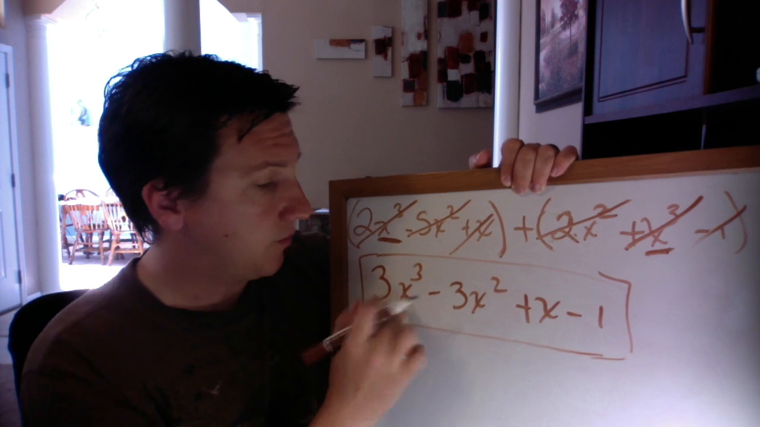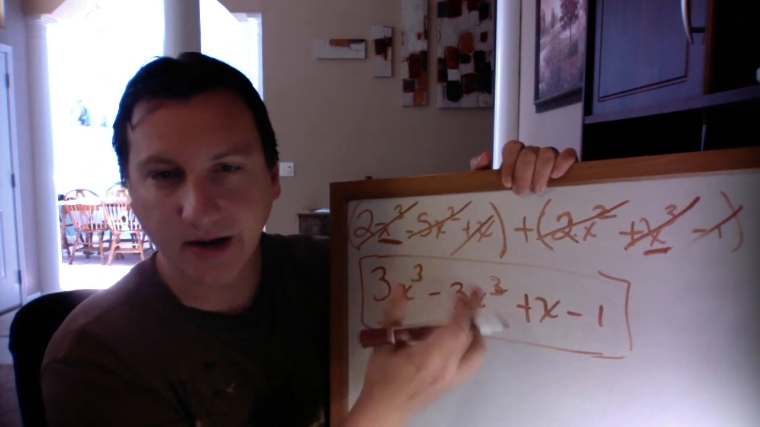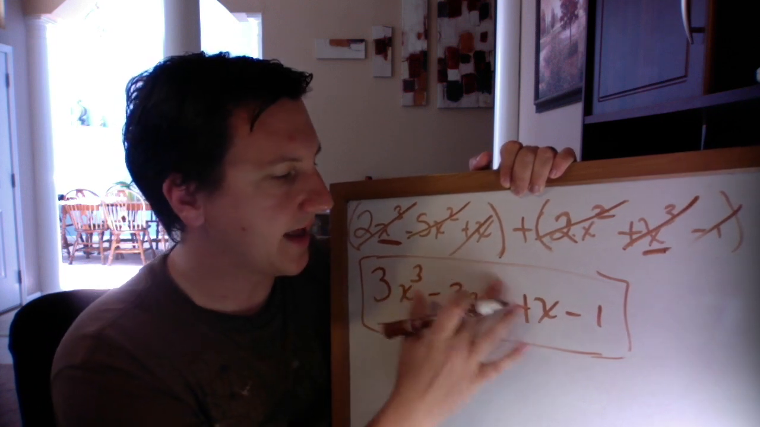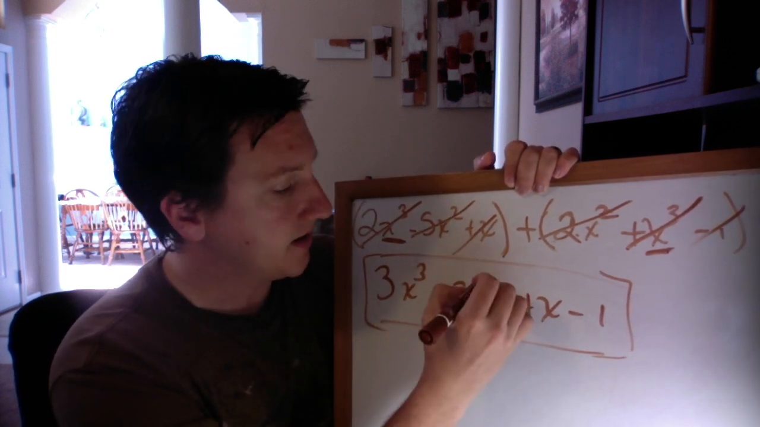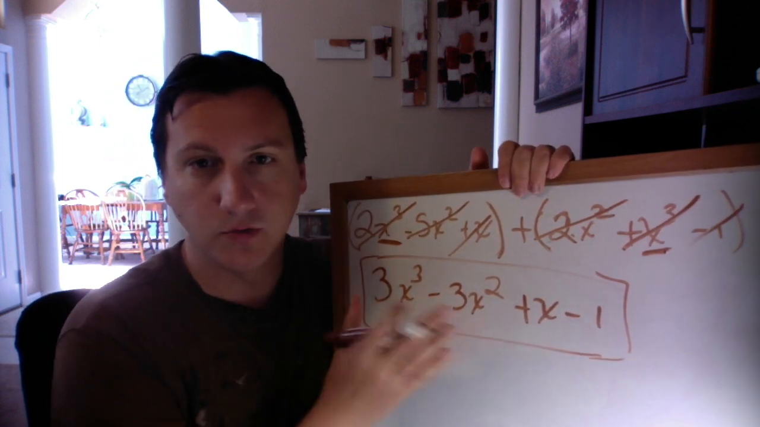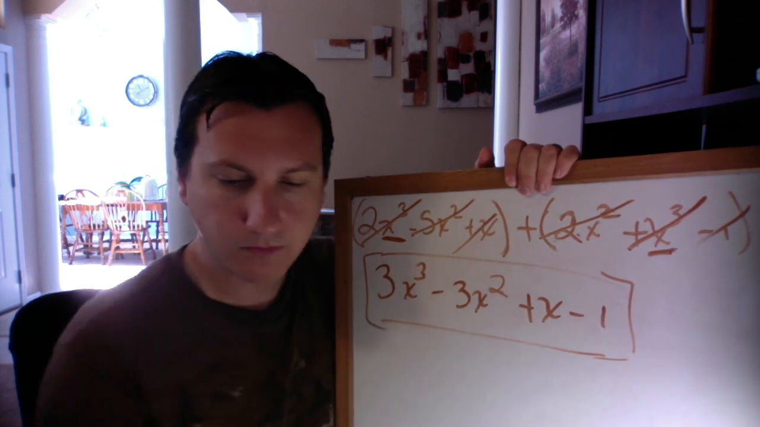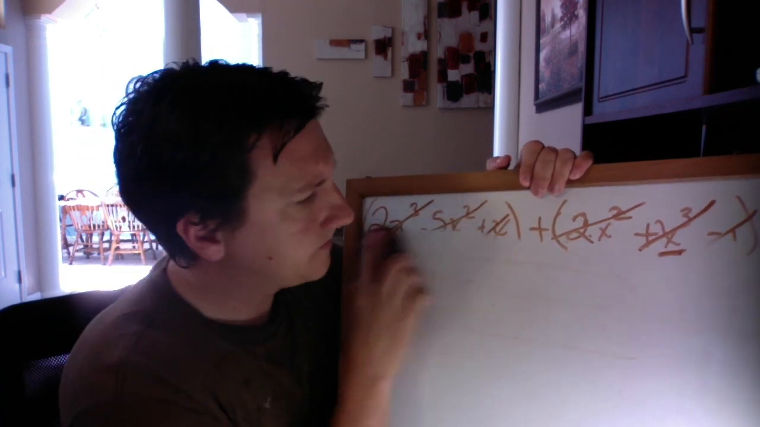So if this was 3x cubed minus 3x cubed, then I know I did something weird and I need to go back and check it out. Then I have to reduce again. But again, all of these terms are different, and so that is my reduced or simplified polynomial. Okay, that's your answer. All right, let's do another example.